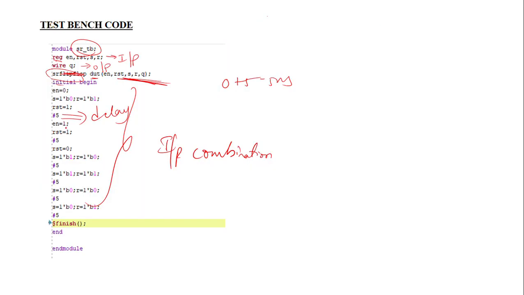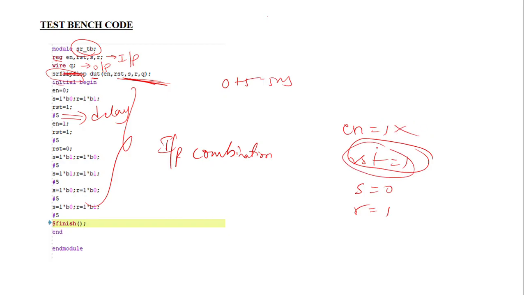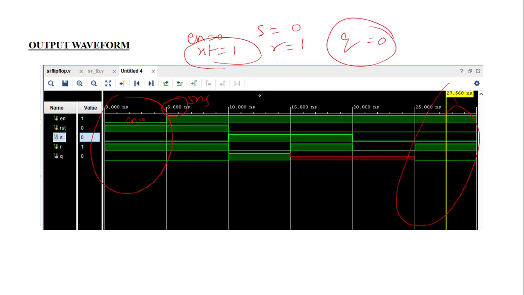After 5 nanoseconds, whatever the inputs, enable is equal to 1 and reset value is equal to 1, and the SR value is the previous one only: S is equal to 0, R is equal to 1. Here also you can observe that whatever the enable pin, it doesn't care, because first the if statement is going to be executed. So what is our if statement? If of reset. If reset is true, then we directly execute the if statement, not the else statement. So again our Q value is going to be 0.